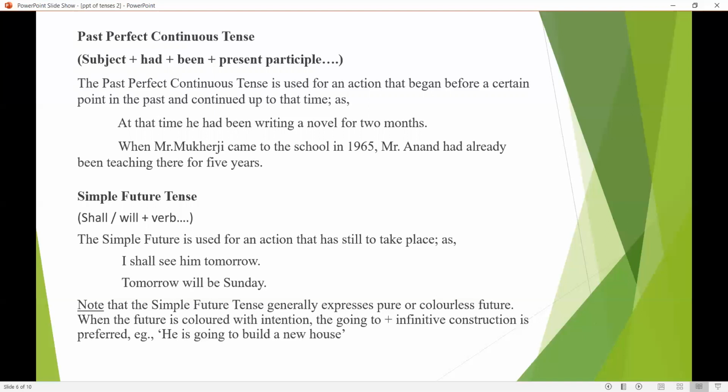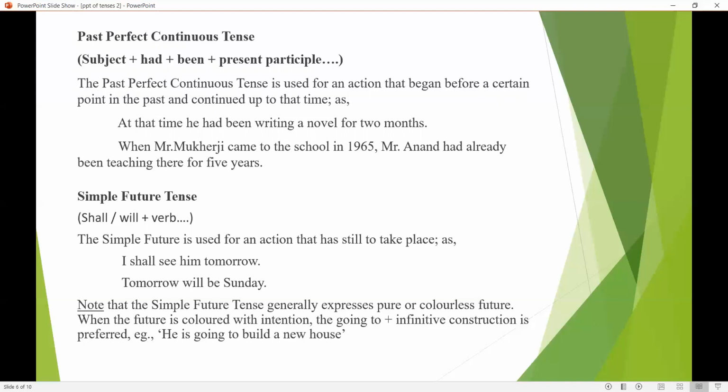Now let me reiterate the explanation. The past perfect continuous tense is used for an action that began before a certain point in the past and continued up to that time. Example, at that time, he had been writing a novel for 2 months. The next example explains better. When Mr. Mukherjee came to the school in 1965, Mr. Anand had already been teaching there for 5 years. I hope you can connect the examples to the explanation above.